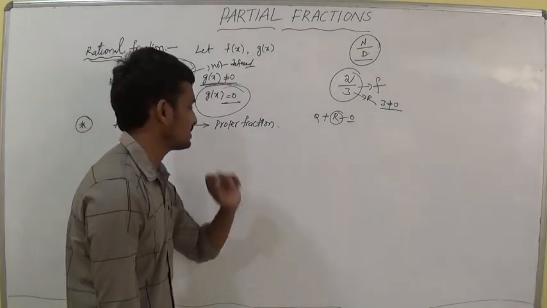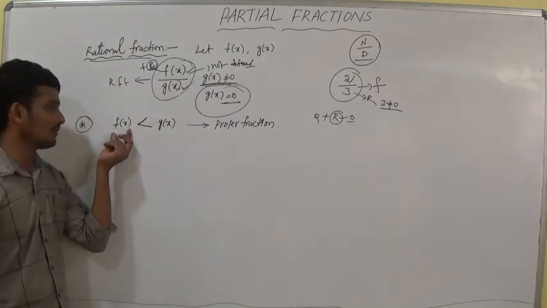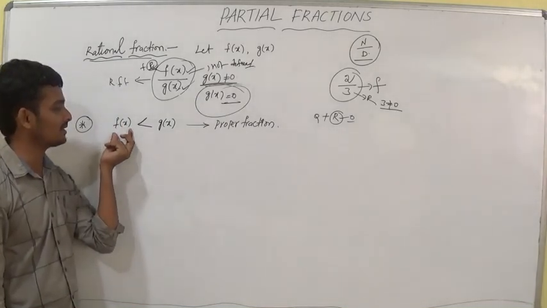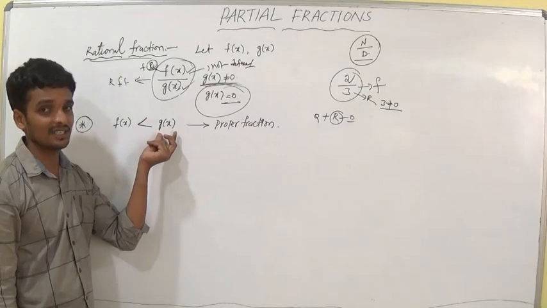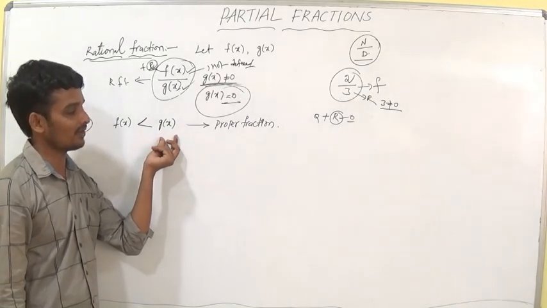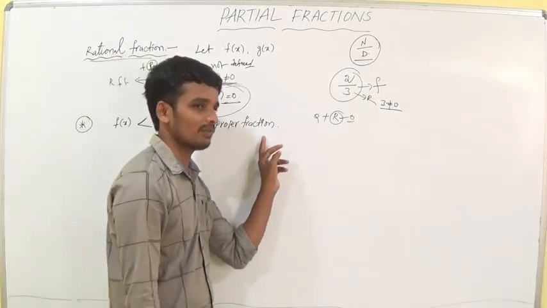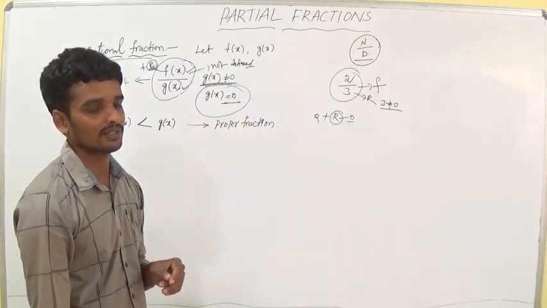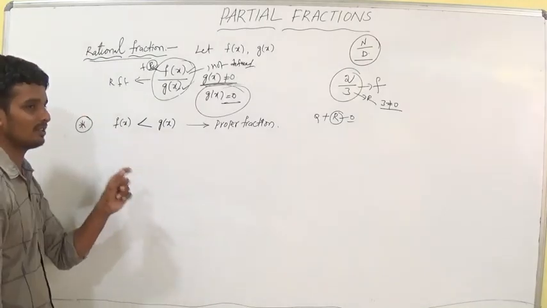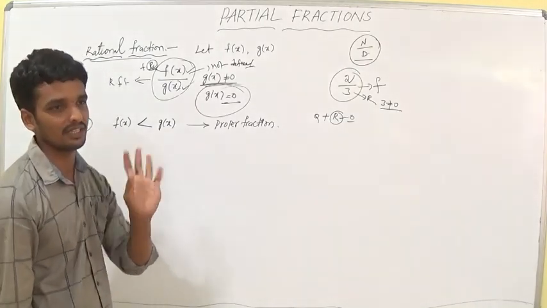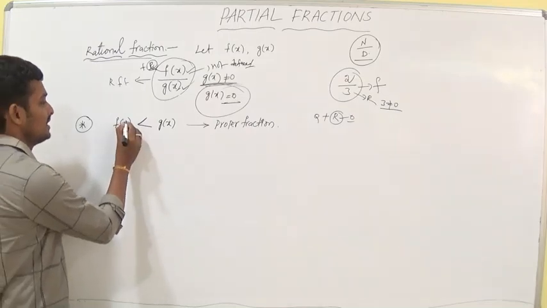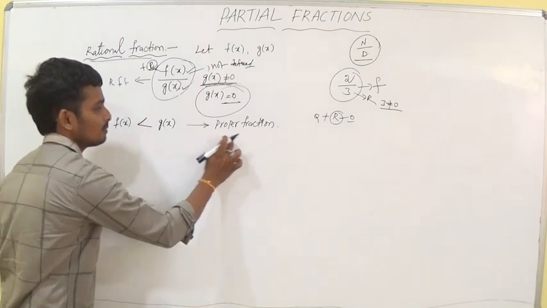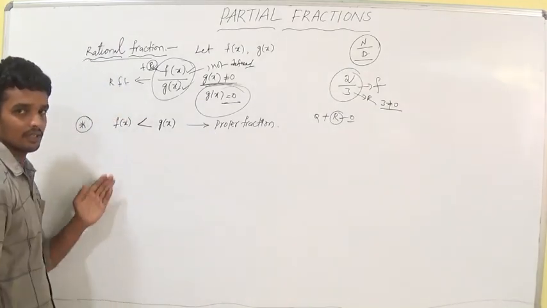Proper fraction means the degree of f of x, the numerator, is less than the degree of the denominator. In the fraction chapter, the definition of a proper fraction is that the numerator is less than the denominator. In the same way, we are adding just one simple word, degree. If the degree of f of x is less than the degree of g of x, then the fraction is called a proper fraction. Can we write the examples?